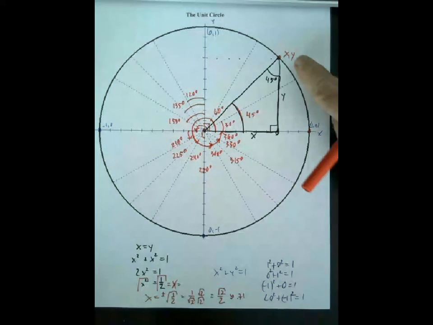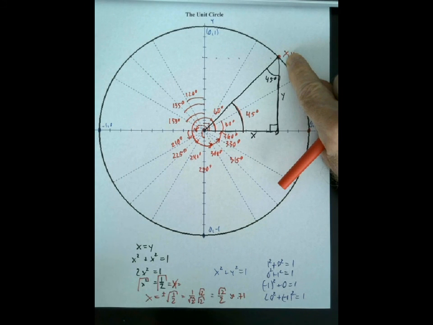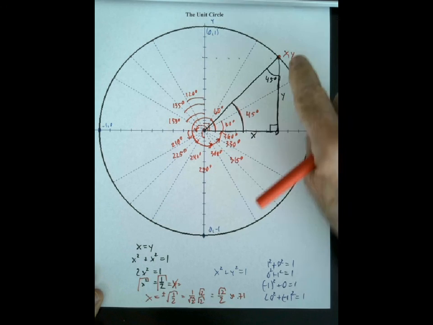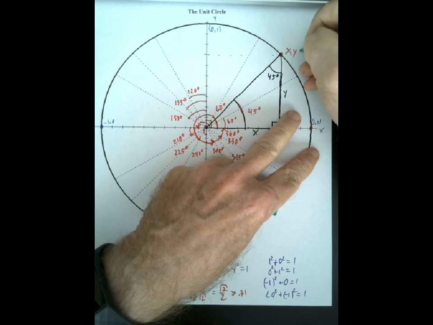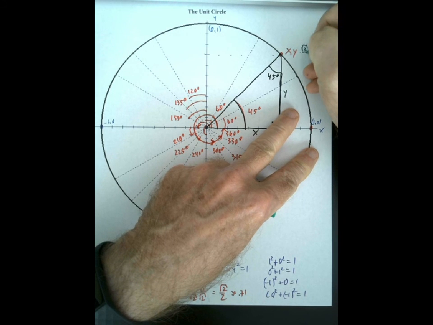Okay, so this x coordinate here has to be rad 2 over 2. And since they're equal to each other, the y coordinate is rad 2 over 2. Okay, so this is rad 2 over 2, rad 2 over 2.